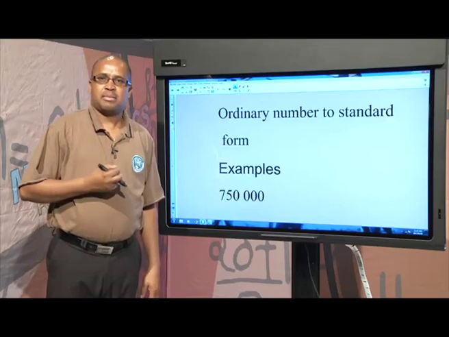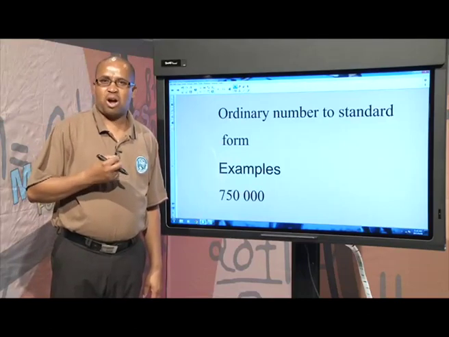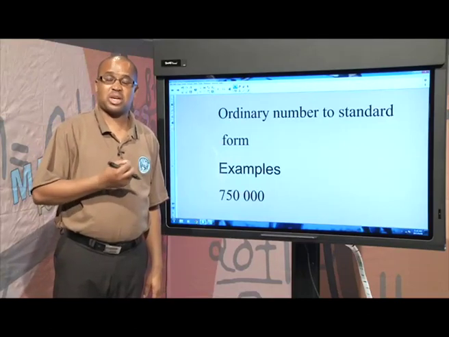And I want to give this chance to Boaho to ask another question so that we can go on with our discussion. Thank you, sir. I got the concept. Sometimes numbers can be written in ordinary numbers and expected to be changed to standard form. Others in standard form to ordinary numbers. How do you do it?